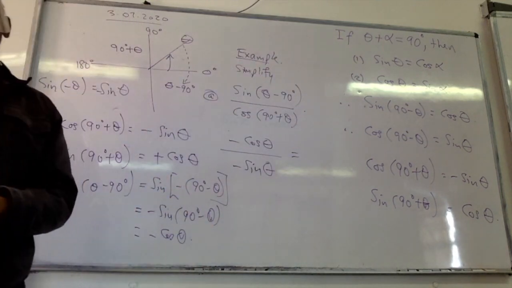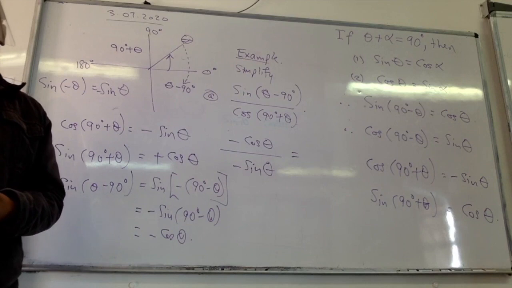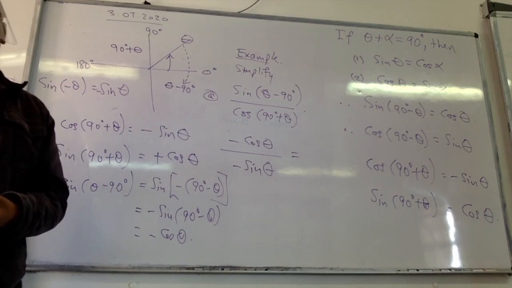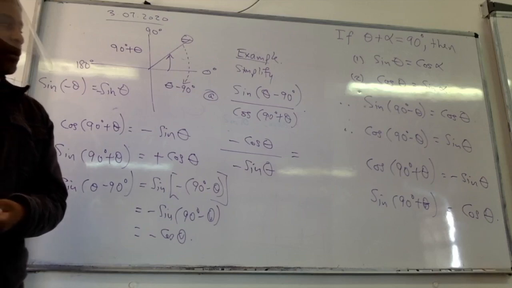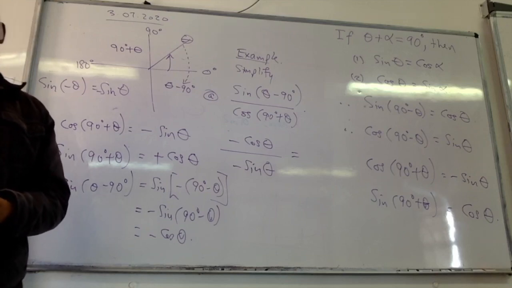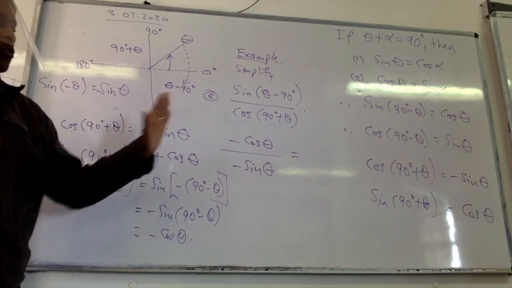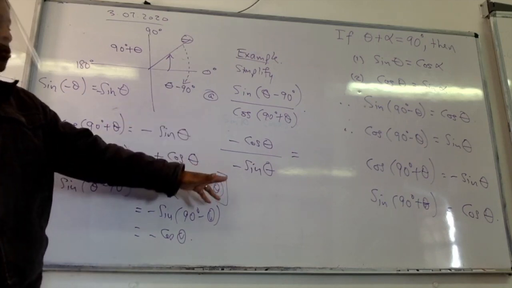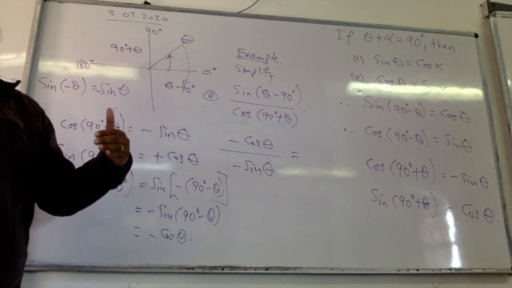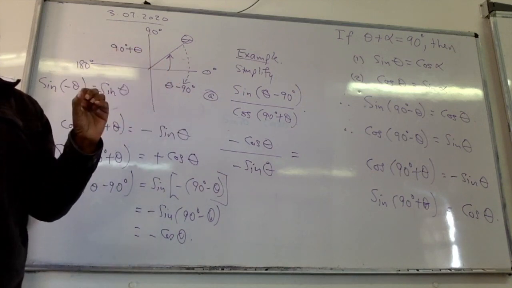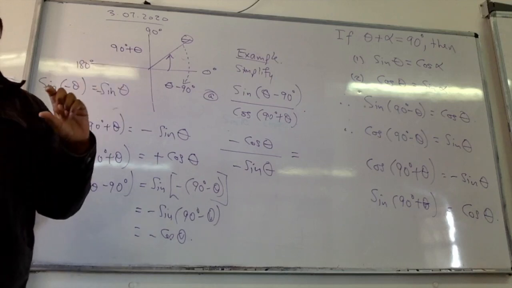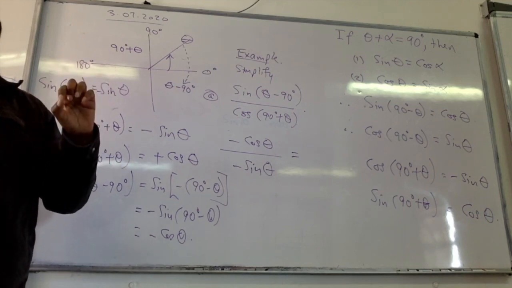Can you simplify that? I want you to simplify that into a single ratio. What is minus cos theta divided by minus sine theta? It's going to be positive, clearly positive, because the minuses will cancel out. So then it becomes cos theta over sine theta. But I need a single ratio. You still remember sine theta over cos theta? You've forgotten that from grade 10. Sine theta over cos theta is tan theta, right?